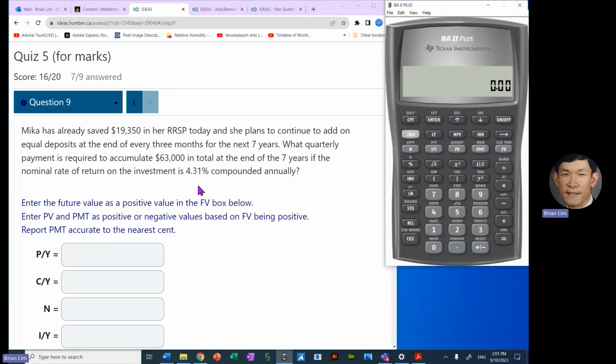Okay, welcome to another episode involving calculations with annuities.